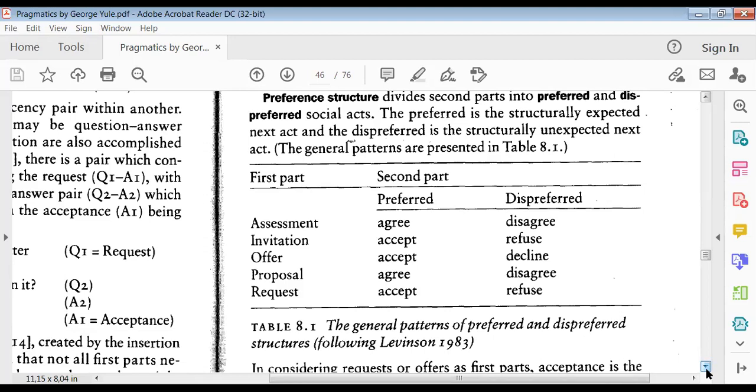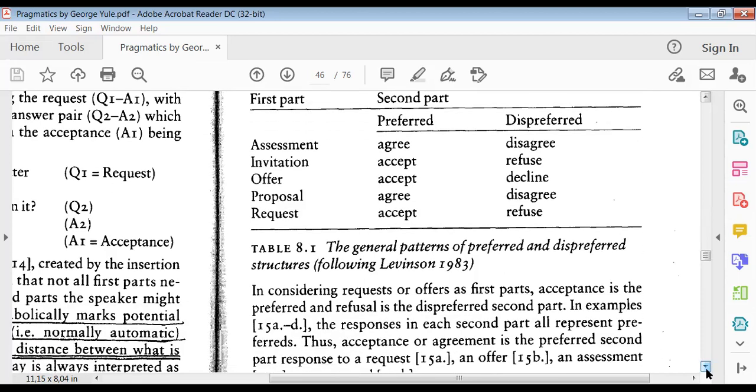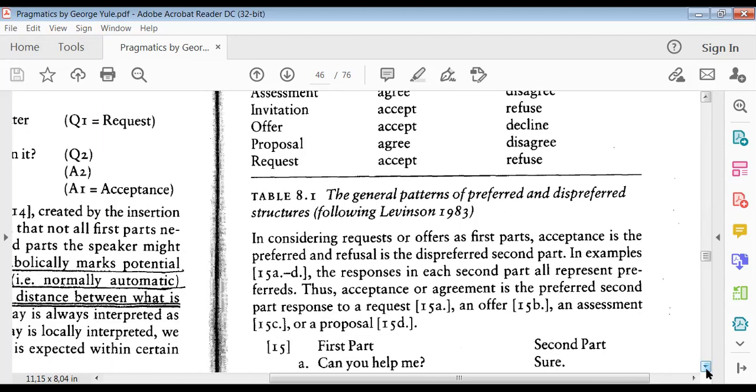The invitation elicits accept or refuse, but which one is more expected? Accept, which is the preferred response. An offer is followed by accept or decline. Now the accept is more common than the decline. Now the proposal or the suggestion is followed by a preferred answer, which is agree, or disagree. Which one is more expected or more likely to occur? The agree. And the request, accept or refuse, etc.